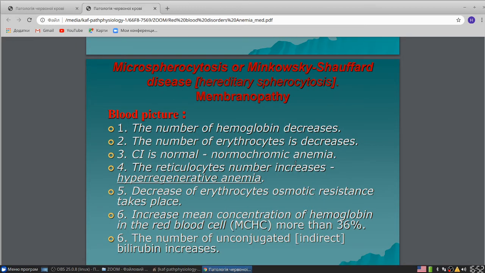In microspherocytosis of Minkowski-Chauffard disease, hereditary spherocytosis, an example of membranopathy, we will have this change in blood formula. The number of hemoglobin will sharply decrease. The number of erythrocytes also decreases. Color index will be normal, so this anemia will be normochromic. The reticulocyte number will increase, so the anemia will be hyperregenerative. There will be a decrease of erythrocyte osmotic resistance in this form of anemia and an increased mean concentration of hemoglobin in red blood cells, more than 36%. The number of unconjugated or indirect bilirubin will also grow.